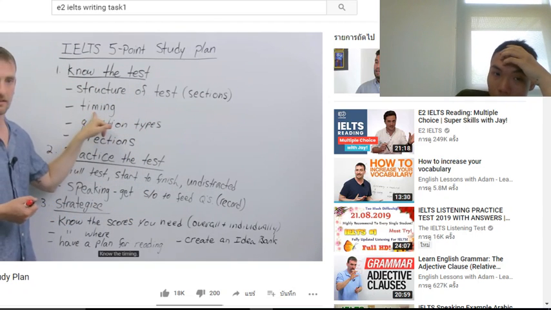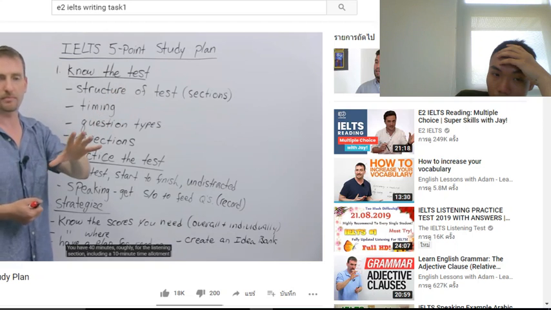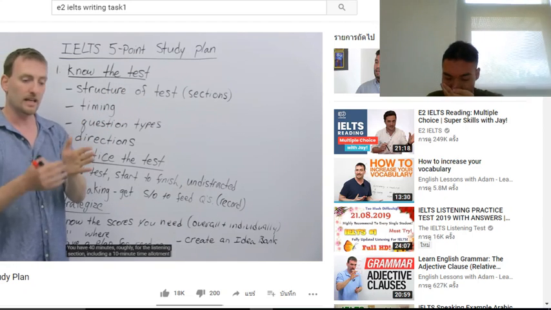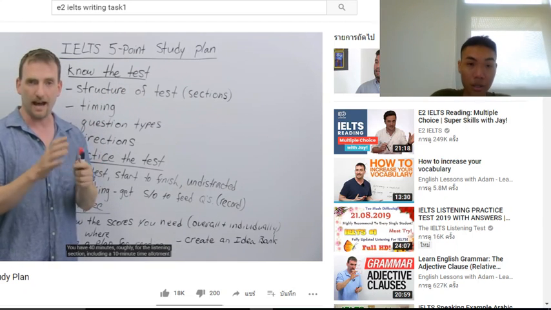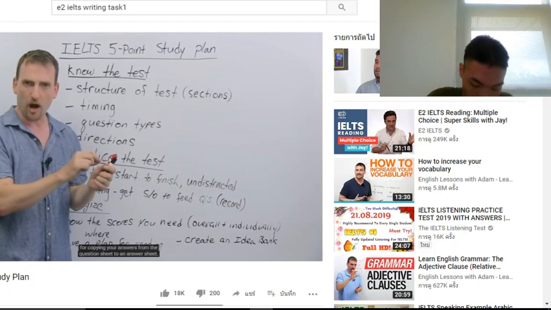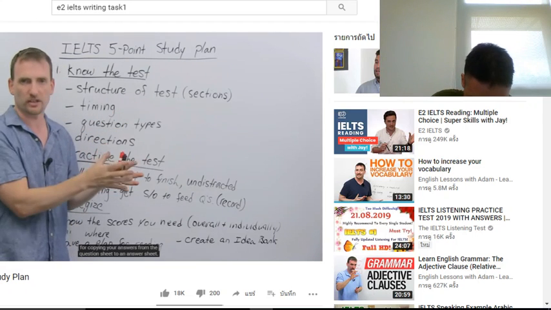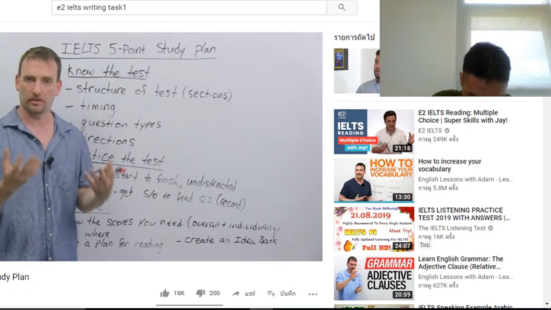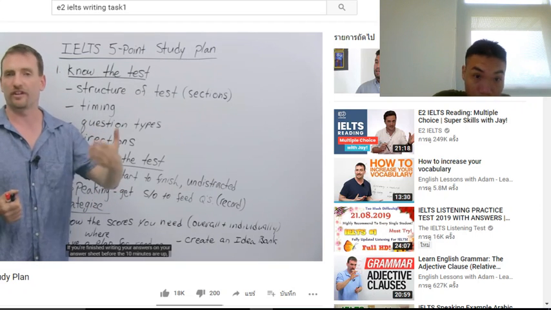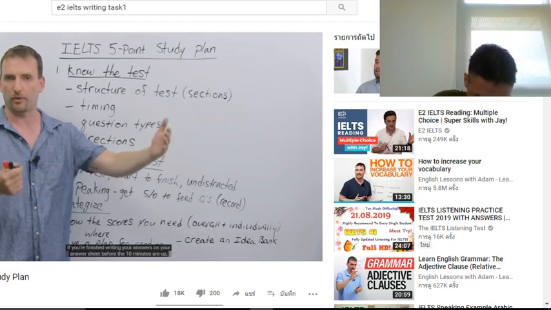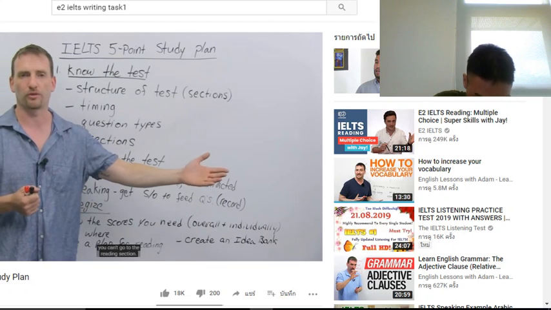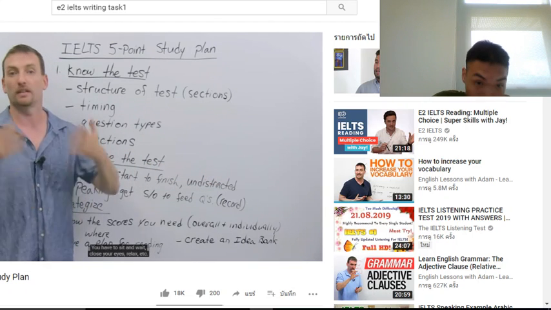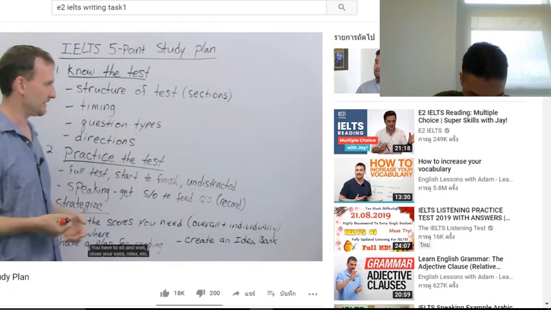Know the timing. You have 40 minutes roughly for the listening section, including a 10-minute time allotment for copying your answers from the question sheet to an answer sheet. This is very, very important. Know what to do. If you finish writing your answers on your answer sheet before the 10 minutes are up, you can't go to the reading section. You have to sit and wait, close your eyes, relax, etc.